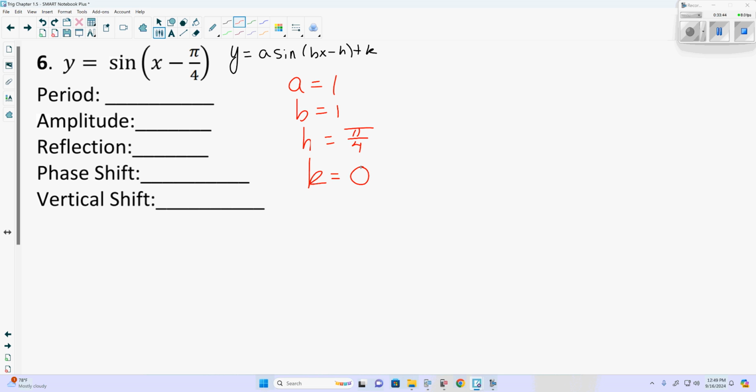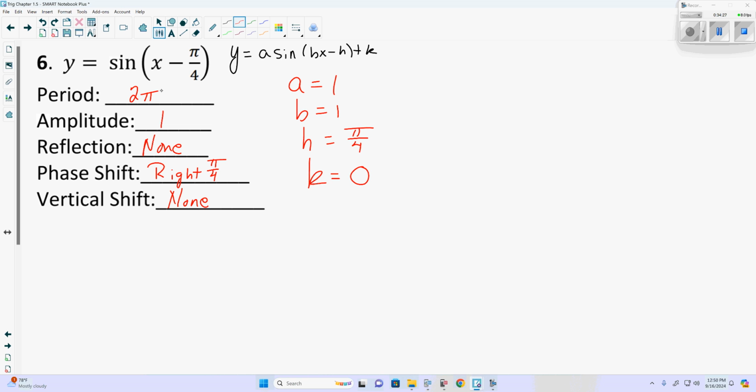Because it should be bx minus h. So here, since it is minus pi over 4, h's value is actually positive. Which tells us for our phase shift, we're going to go right a distance of pi over 4. Vertical shift is none. Reflection is also none. Amplitude would be 1. Period is 2 pi over b, but b is 1, so 2 pi.